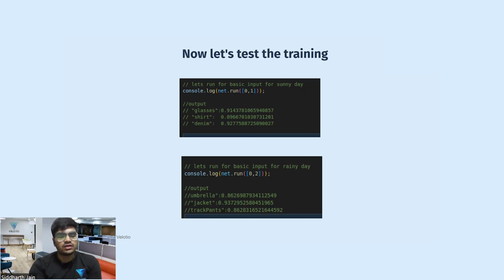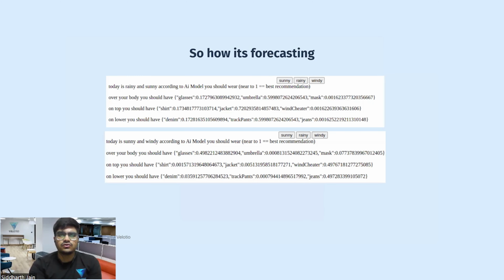But what about days like windy, sunny, rainy, sunny, and so on? So let's see its forecasting now. For a rainy and sunny day, we can see that our AI model is giving us an output like glasses should be worn with 17% and umbrella should be worn with 60%. And similarly for shirt 17% and jacket 72%, denim 17% and track pants 60%. So we can see that even if the data is not given in training the neural network, its forecasting is very good. So that's how Brain.JS helps us build a neural network with such good forecasting.